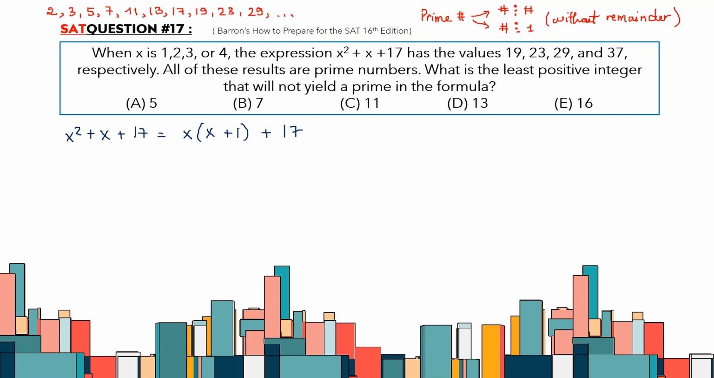Okay, so we can try 8. We plug it in here, 8. So we have 5 times 5 plus 1 plus 17. Well, 5 plus 1 is 6, 30, 47. And this is a prime number.